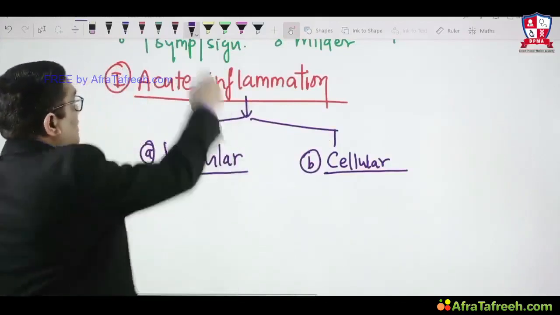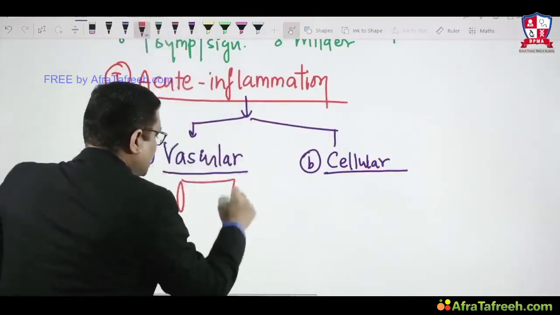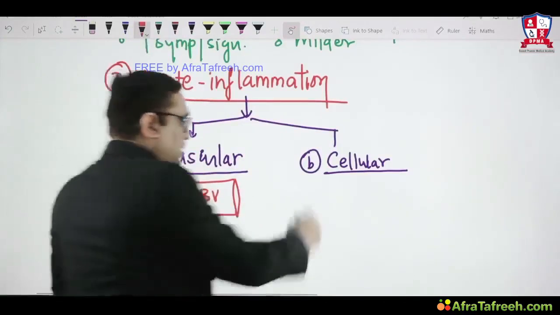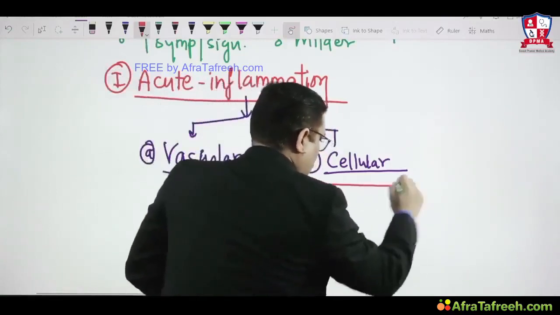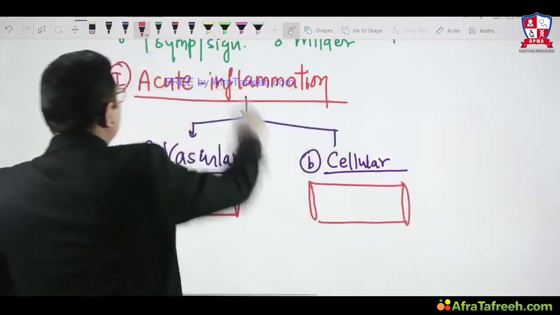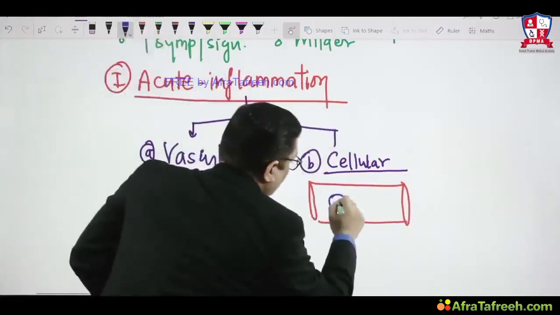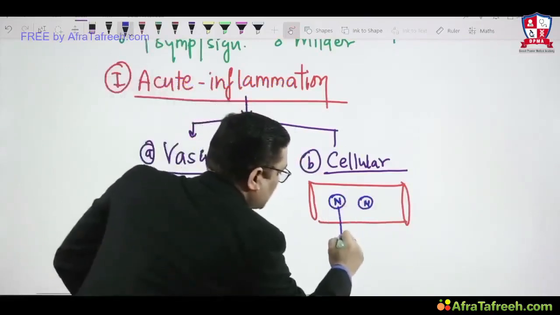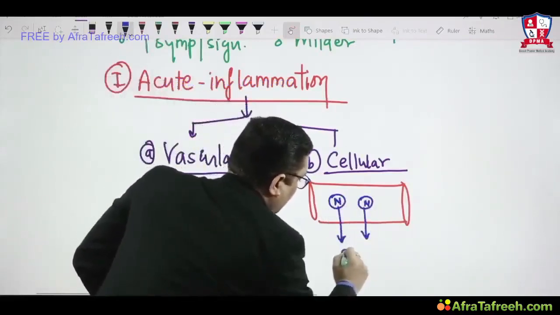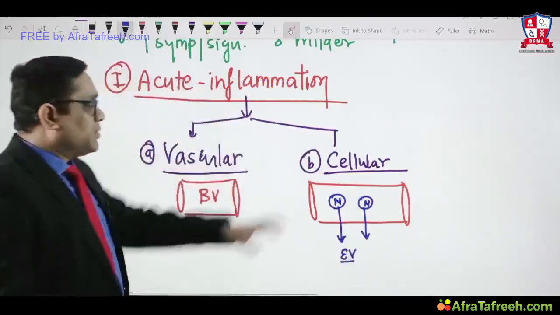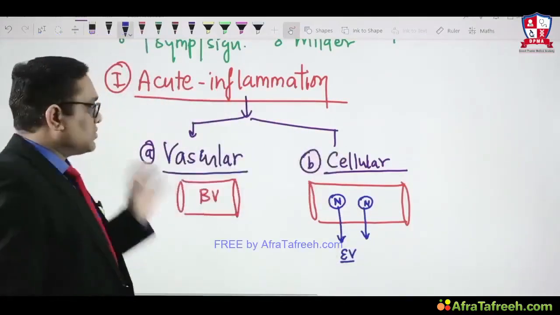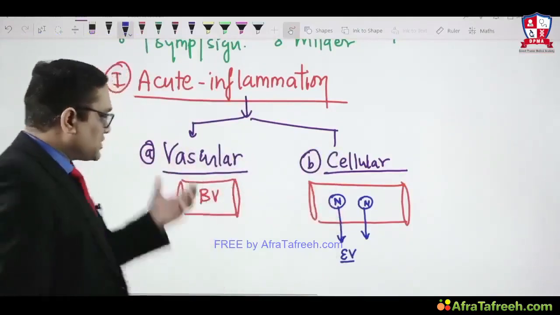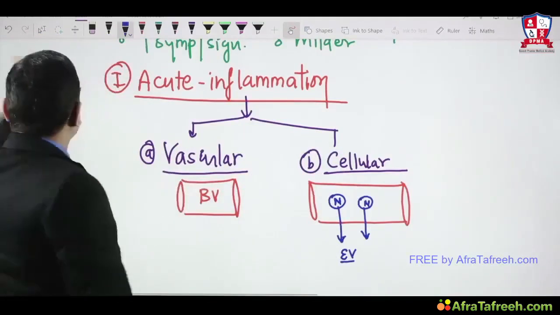What I mean to say is that what is happening inside the blood vessel will be the vascular event, and what is happening to the cells of acute inflammation, how they are migrating to the outside extravascular environment, will be the cellular events. So this is how we are dividing acute inflammation into vascular versus cellular events. First we will start from the vascular event.